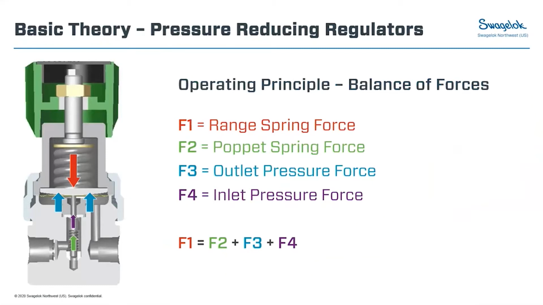And so if we look at it as an equation, our range spring force, F1, is equal to the sum of the other three forces. So our poppet spring force, our outlet pressure force, and our inlet pressure force. And we'll come back to this throughout the presentation and look at each of these performance criteria and how they relate back to this equation that we've got.